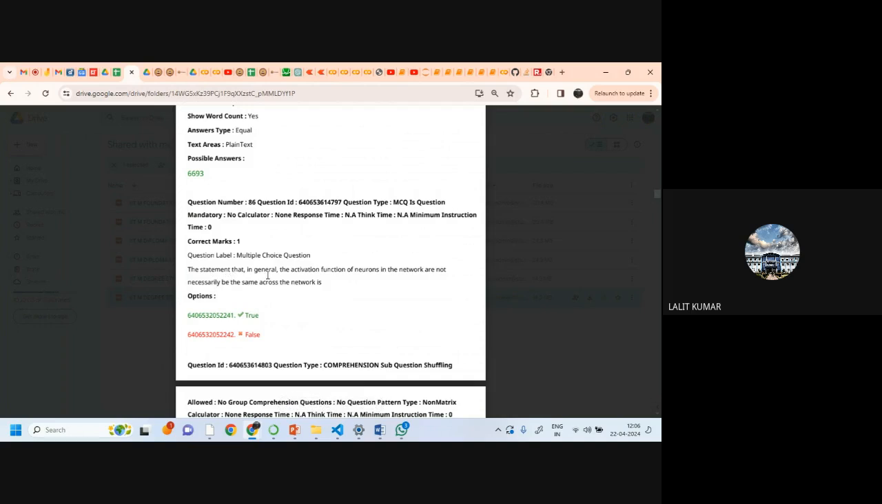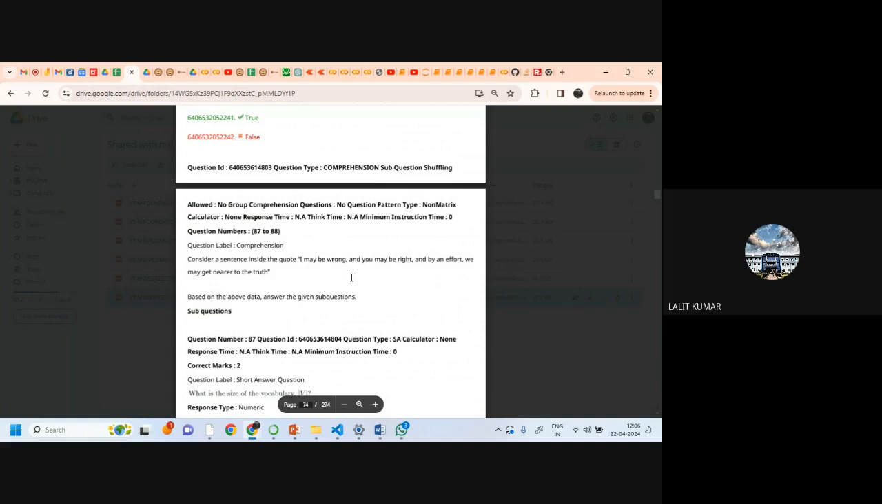So the statement that in general the activation functions of neurons in the network are not necessarily the same across the network is true or false? True. We can have different ones. They can be different. That we have seen.